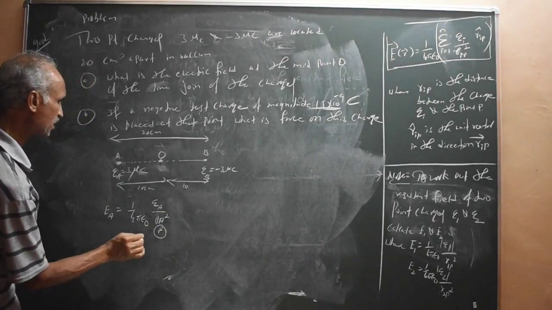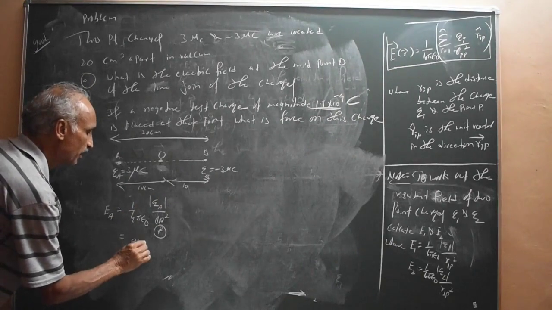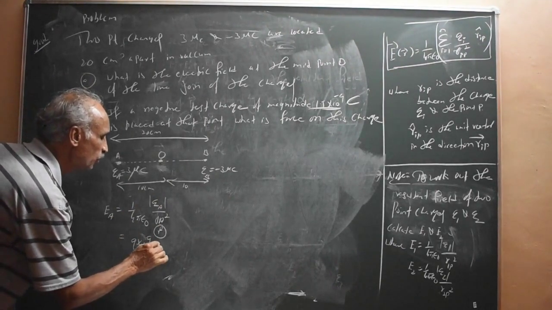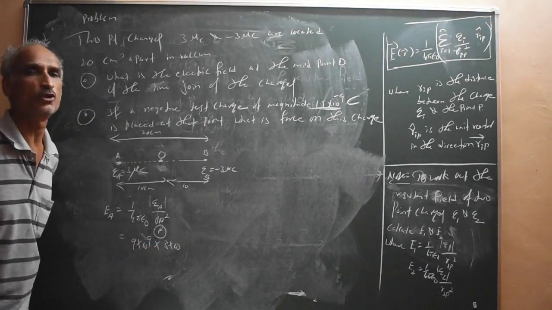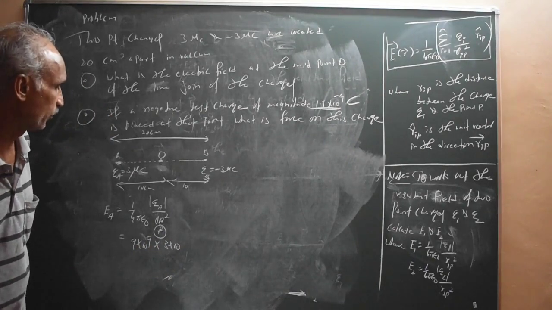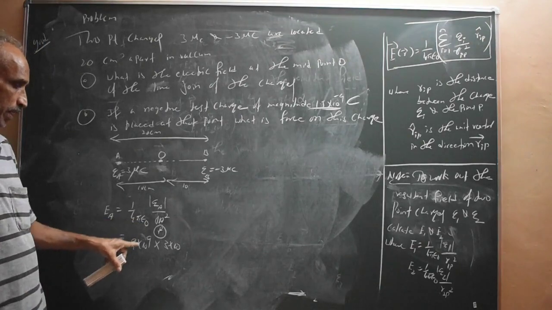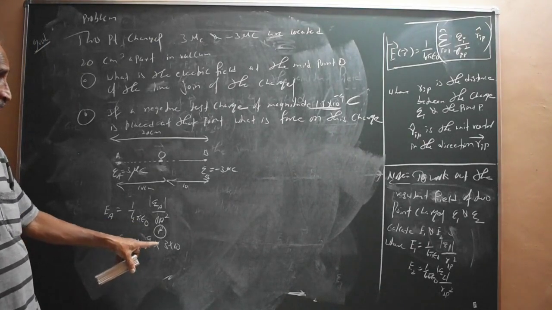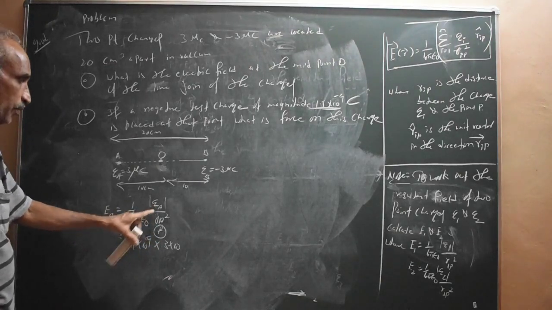Now it is 1 upon 4 pi epsilon naught, modulus of charge should be taken. 1 upon 4 pi epsilon naught, you know that it is 9 into 10 raised to 9, into QA. QA is 3 microcoulomb. Always everything should be in SI units while doing the calculation, because 1 upon 4 pi epsilon naught, 9 into 10 raised to 9, is the SI value. Therefore, the charge also should be in SI units.